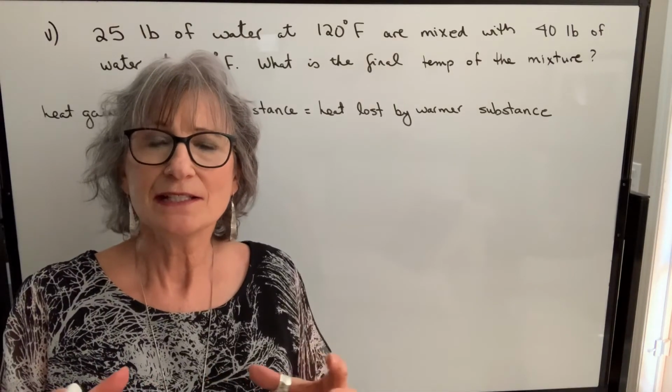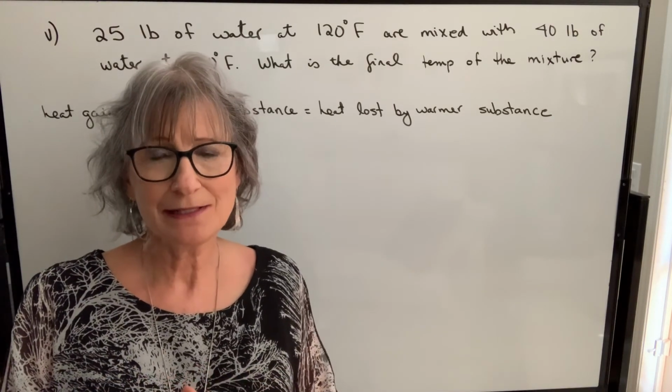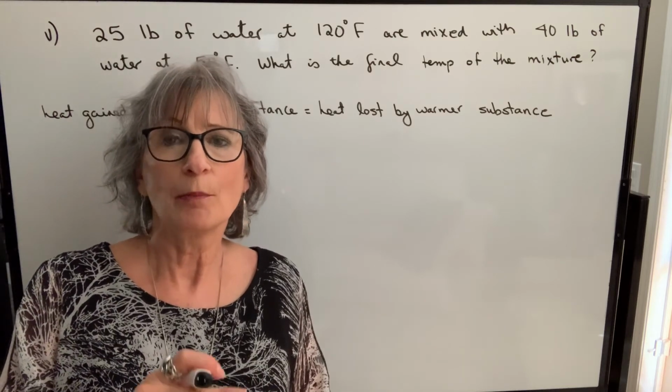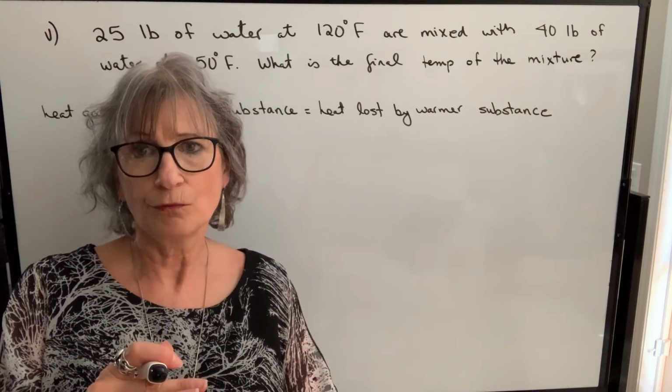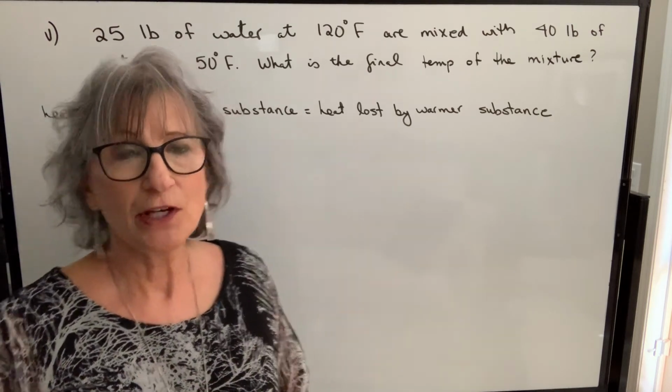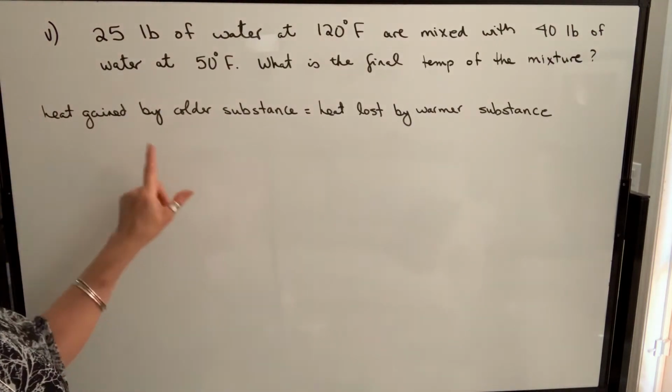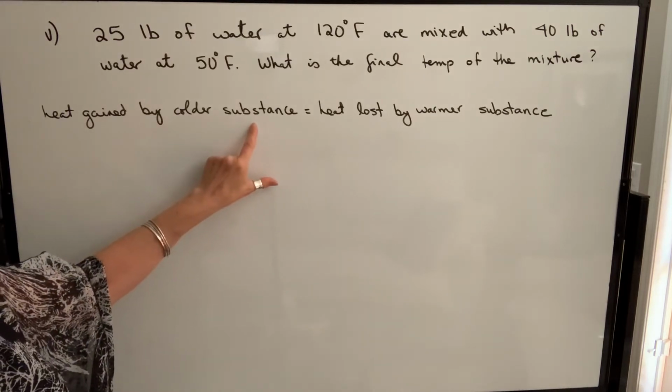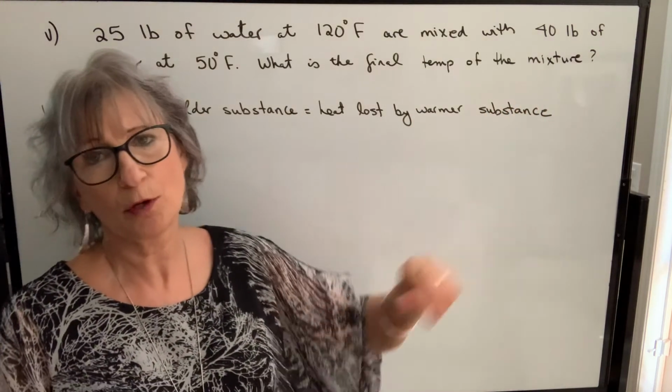What will happen is these two amounts of water will mix, and the cooler water will warm up to a certain temperature. The warmer water will cool down to that same temperature. And the equation that we're going to use to find this is the heat gained by the colder substance will be equivalent to the heat lost by the warmer substance.